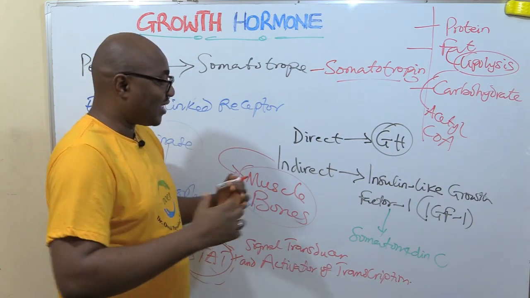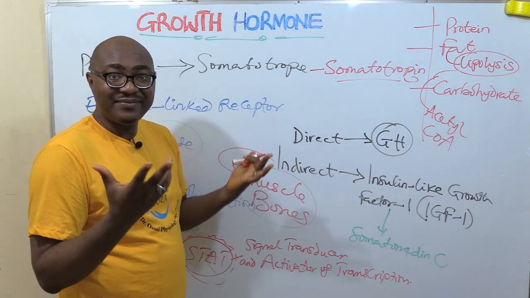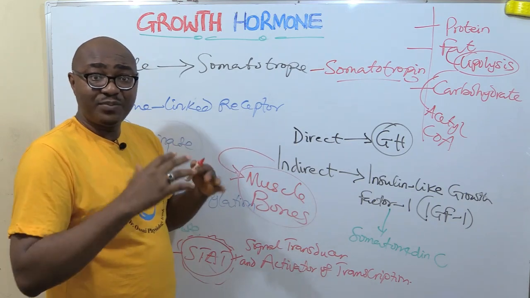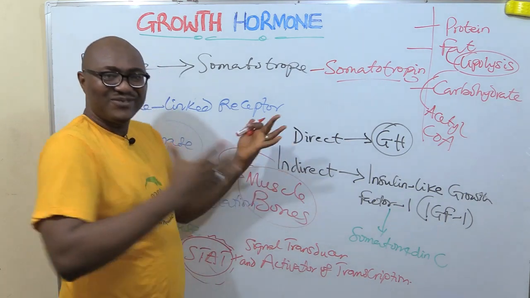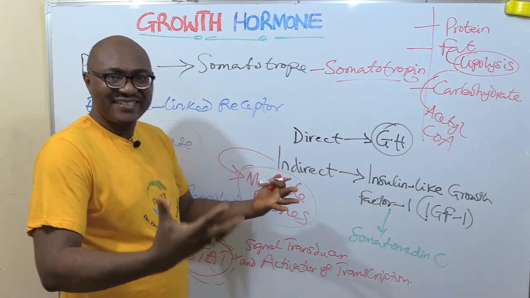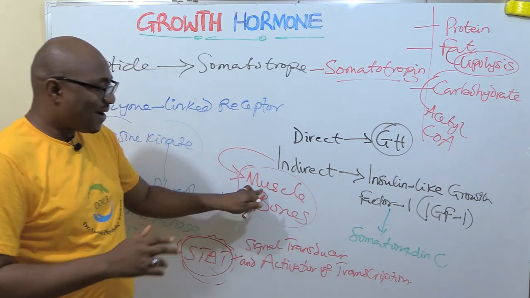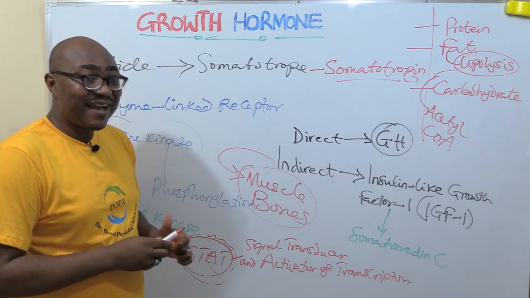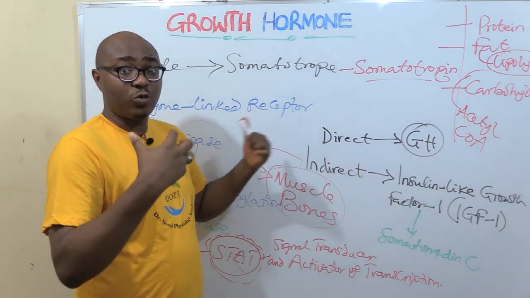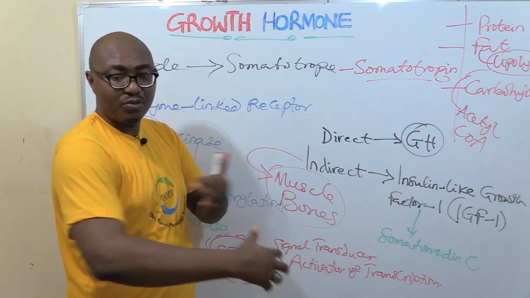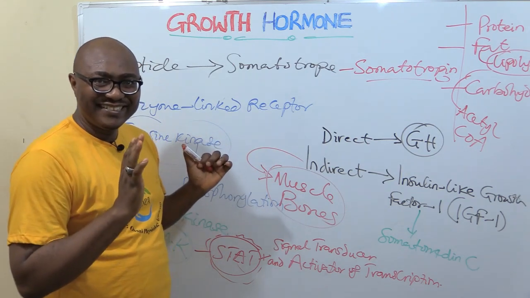So when muscles are exercising, they are more sensitive to growth hormone. Growth hormone is produced more, and it goes there to increase its size because there is increased workload. Okay, so that's how it happens in muscle. So that's why athletes abuse it when they inject a lot of growth hormone to make their muscles stronger and bigger. Do you understand?